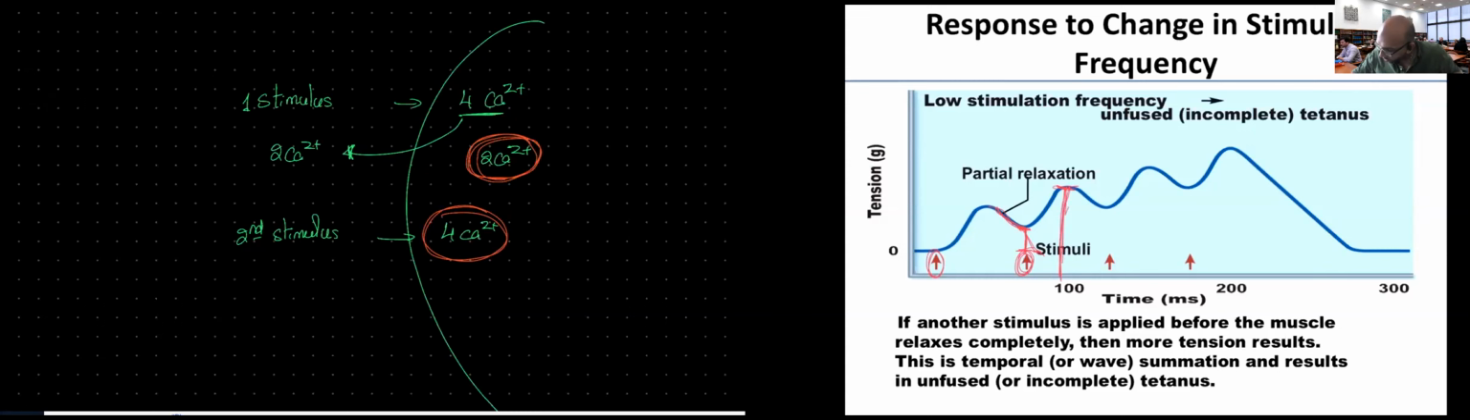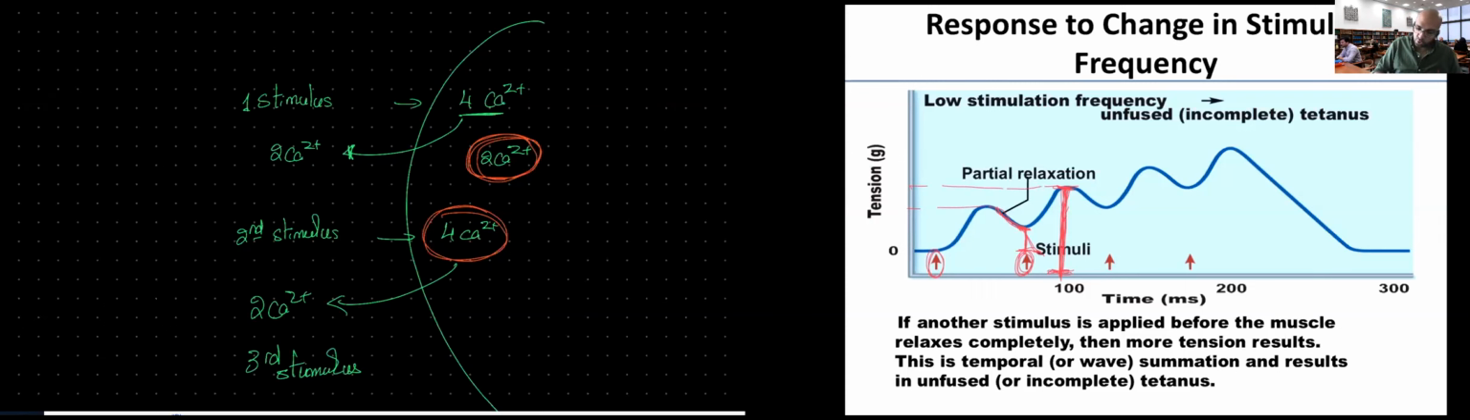So you will notice that as I didn't complete the relaxation, I got only a partial relaxation, the next contraction is going to be of greater tension. It's going to be stronger. I didn't allow a complete relaxation. So let's say I did reuptake 2 calcium, and I've got a third stimulus.